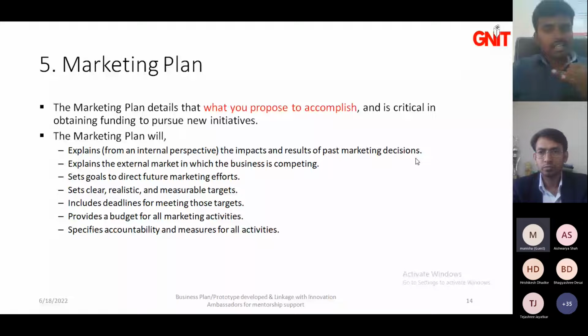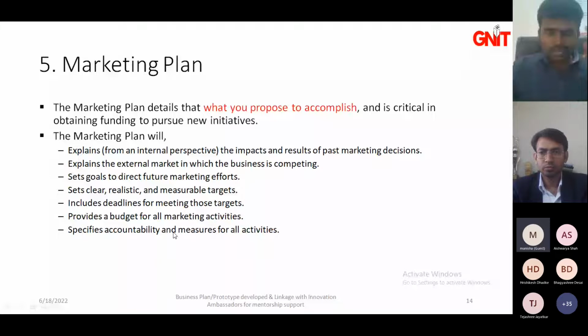Now set goals to direct future marketing, with clear, realistic, and measurable targets. Your target should be measurable, quantifiable. It should be a number, not qualitative. It includes deadlines for meeting those targets, provides a budget for all marketing activities, and specifies accountability and measures for all activities.